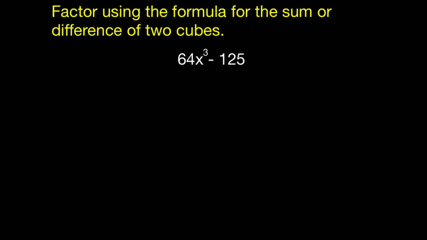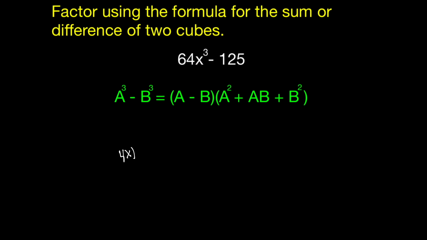Let's go ahead and try another problem. So here, very similar process, but now we have a difference. And when you have a difference, the formula changes just a little bit. So 64x to the third power, I can rewrite this as 4x raised to the third power, since 4 times 4 times 4 is going to give me 64. And then we can subtract 5 to the third power, since 5 times 5 times 5 is going to be 125. Now I have a difference of 2 cubes, so I'm going to rewrite it by using this formula here.